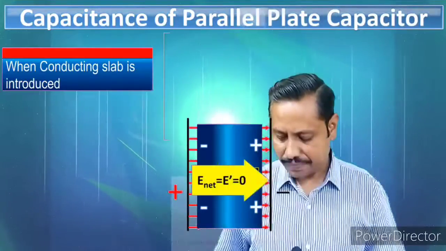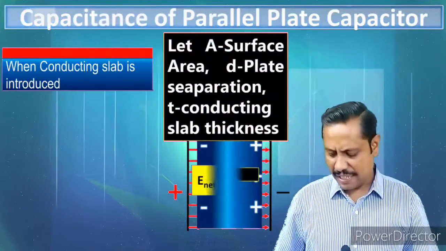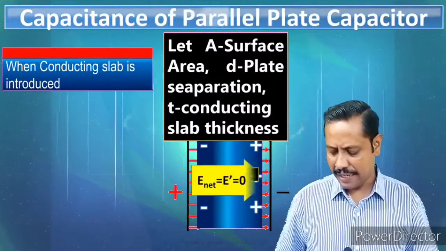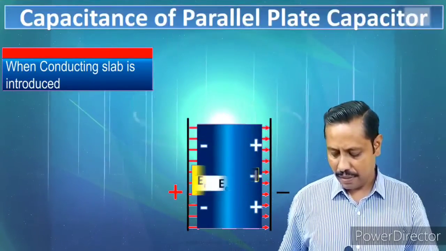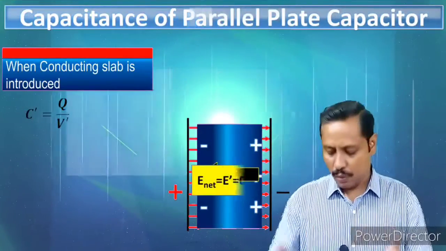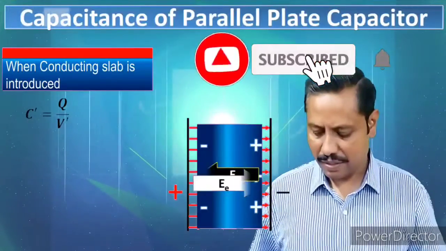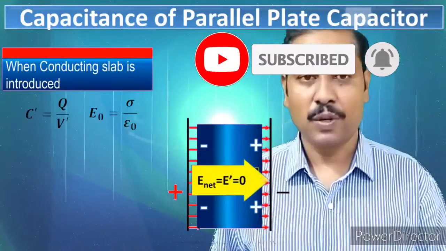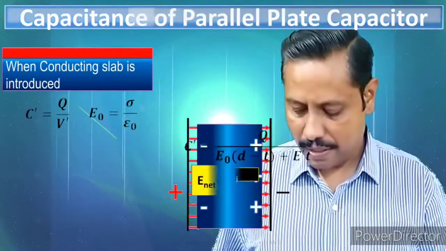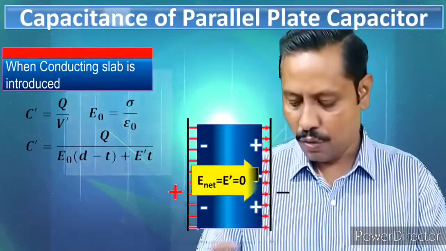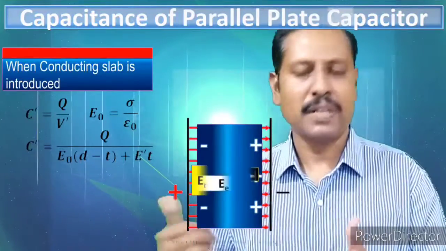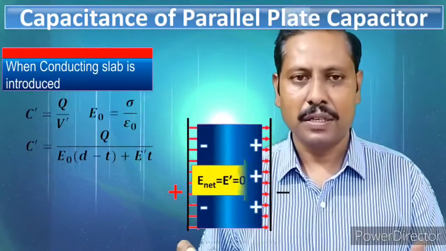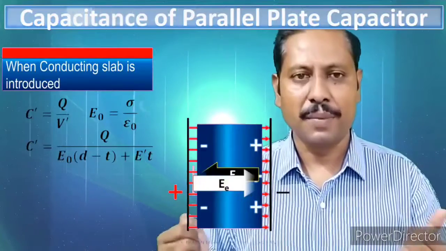So that's why the equations are the same here, for A, D and T, all these things. Let us say that now C dash equals Q upon V dash, just like the previous case, and electric field E0 equals sigma upon epsilon 0. So I can write C dash equals Q upon E0 (D minus T) plus E dash into T. Now you know very well how it is coming.